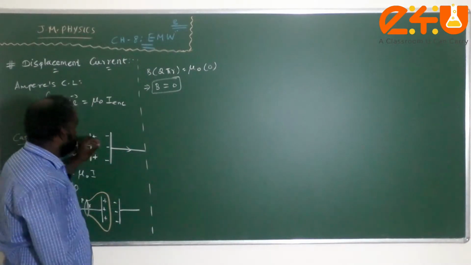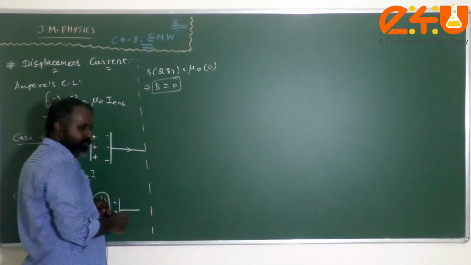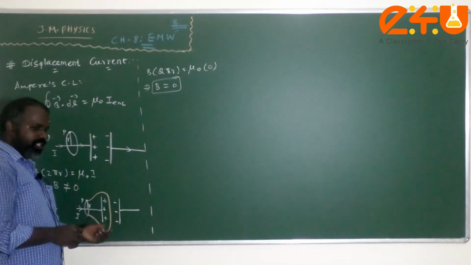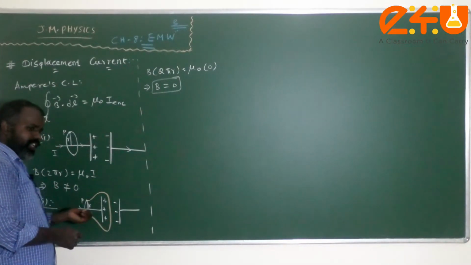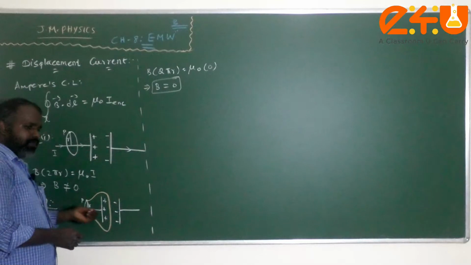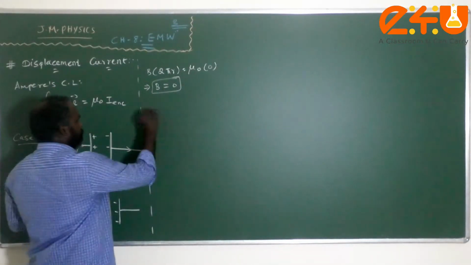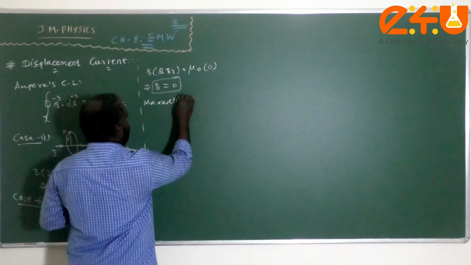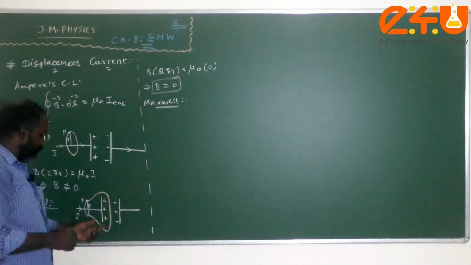In order to remove this contradiction, Maxwell gave an idea: some current exists between the plates of the capacitor during the charging process, when a time varying current is passing through the capacitor. So, according to Maxwell, there will be some current.